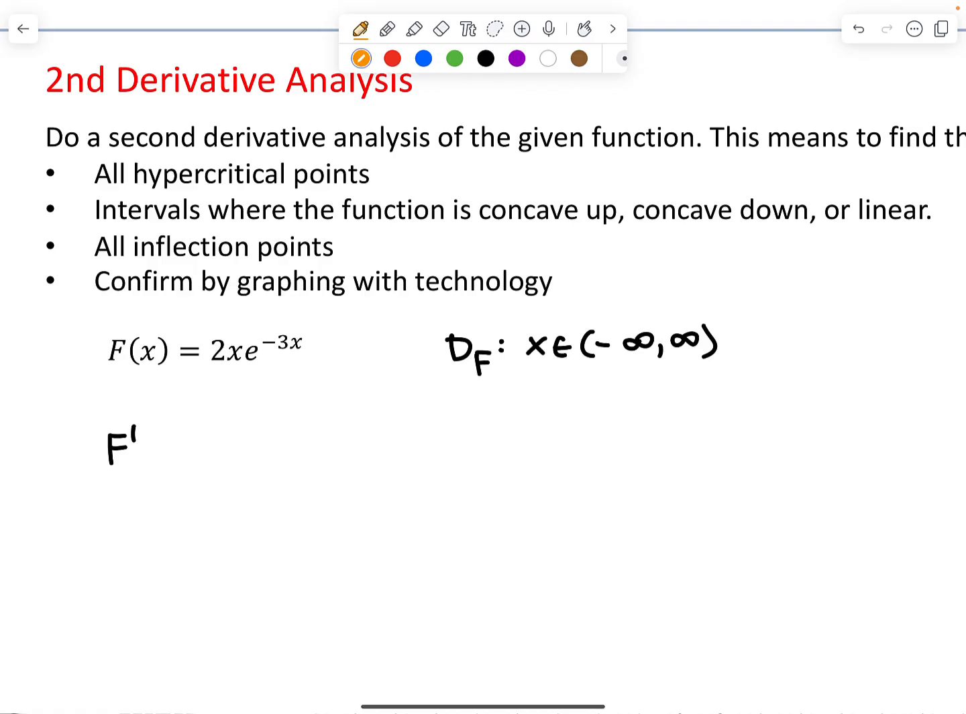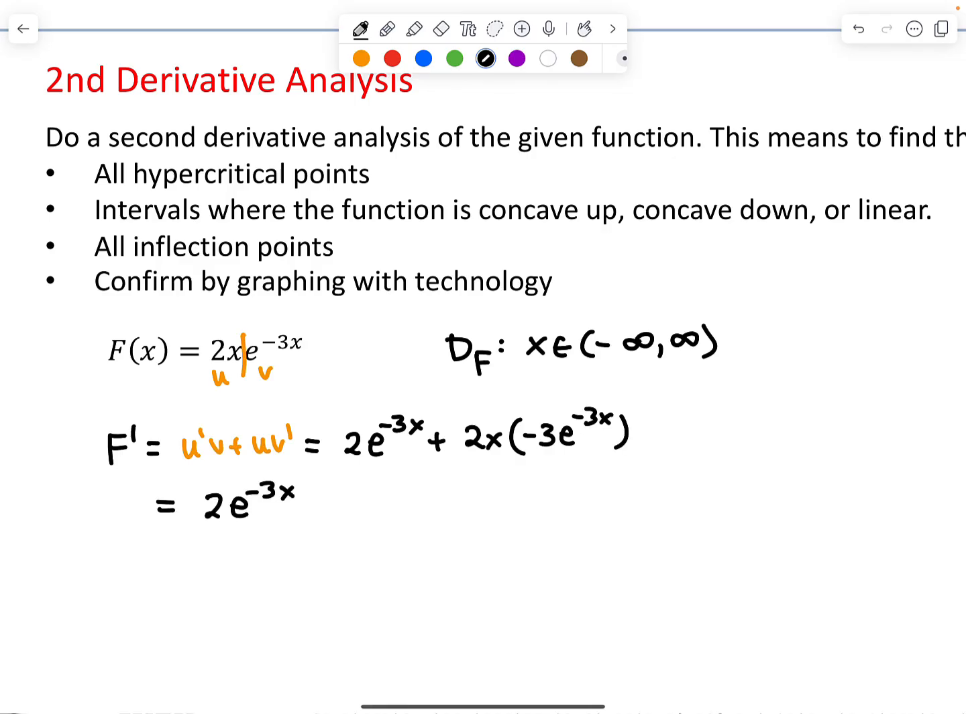Capital F prime, I will need to use the product rule, which will give me u prime v plus u v prime. So in this case, the derivative of 2x is 2 times the exponential plus the 2x times the derivative of the exponential. We have to use the chain rule here. The derivative is itself times the derivative of -3x. So minus 3e to the -3x, giving me 2e to the -3x minus 6x e to the -3x.